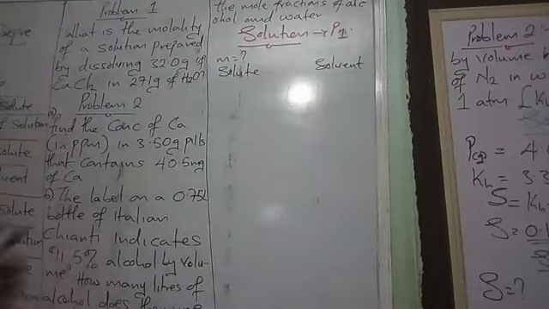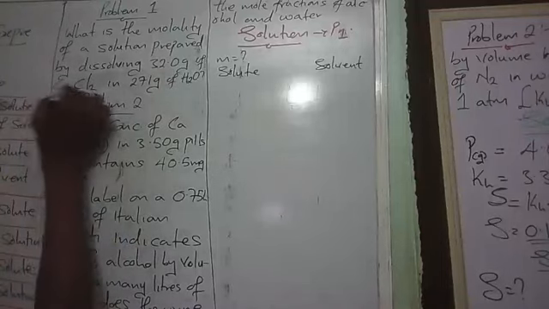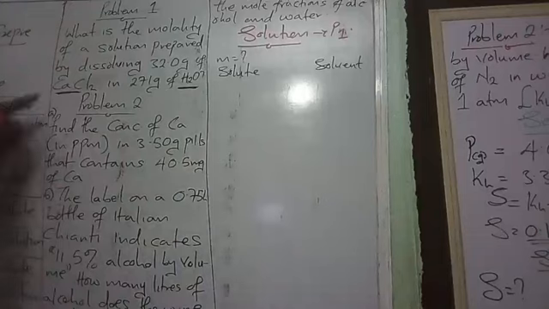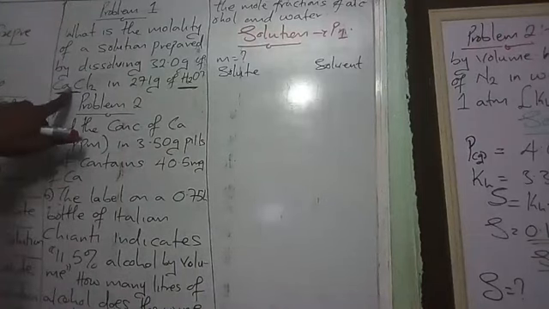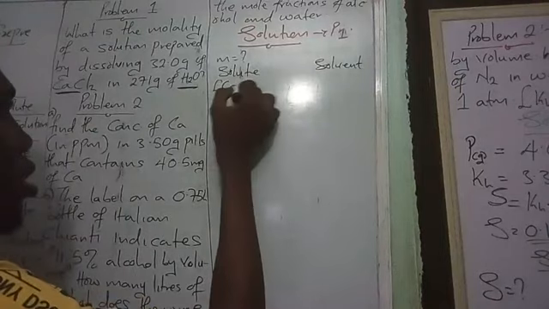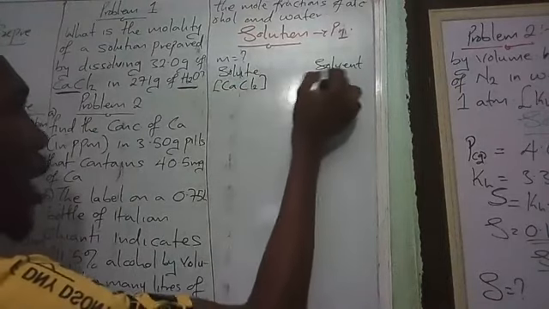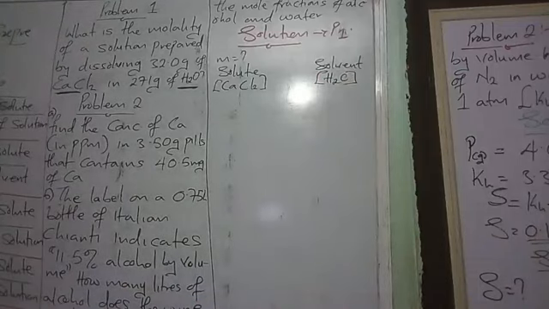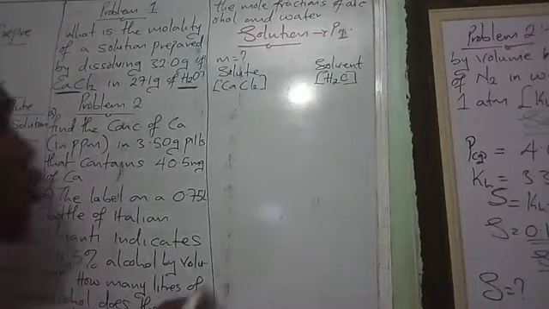Now, they told you that we are dissolving CaCl2 in water. Automatically, the substance that is dissolving is the solute. So CaCl2 is our solute and H2O is our solvent. So our solute here is what? CaCl2. Our solvent is what? H2O.